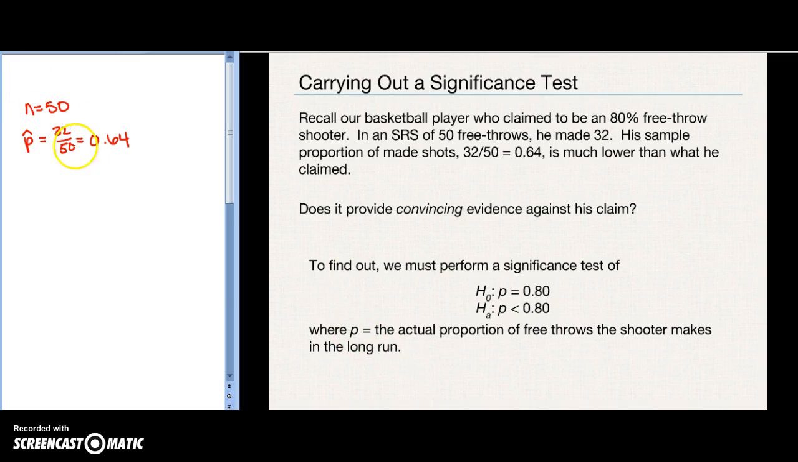I'm going to write this over here so that we can refer to it later as well. So our null is that p equals 80%, and our alternative is that p is less than 80%, and p stands for the proportion of free throws in the long run.